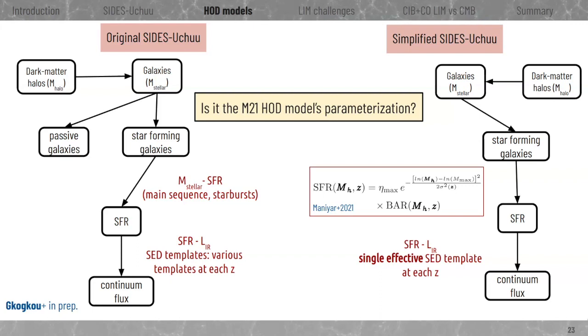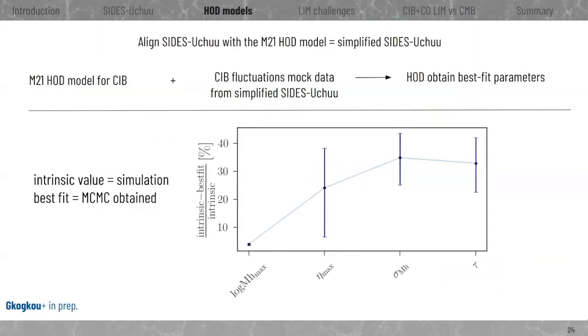And the last part I had to modify to bring my simulation exactly at the same level as the model was the SED templates that are used. In the original case, we have several templates for each redshift. But here for the simple case, we use only one effective SED for each redshift. So now using this simplified version of the simulation, I generate again mock data and fit the model.